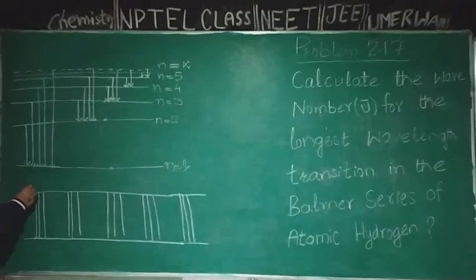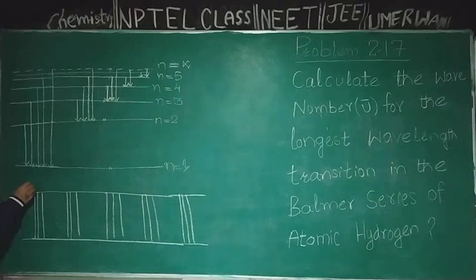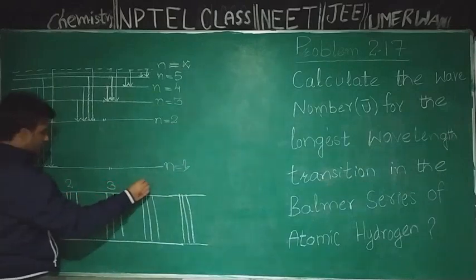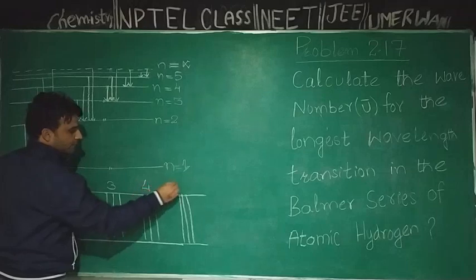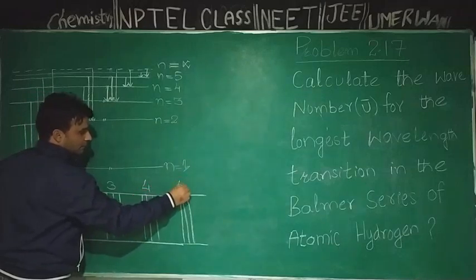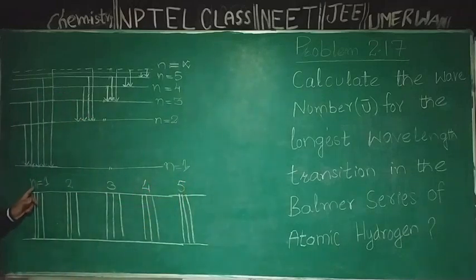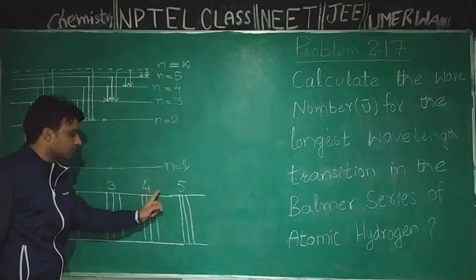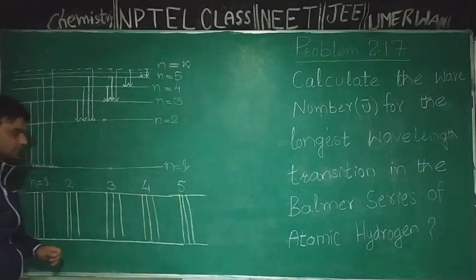Each series: for the first series, the lower energy level N1 is 1; for the second series N1 is 2; for the third series of lines N1 is 3; for the fourth N1 is 4; for the fifth series N1 is 5. Lower energy level N1 for the first series of lines is 1, for the second series of lines is 2, for the third series of lines is 3, for the fourth series of lines is 4, for the fifth series of lines is 5.